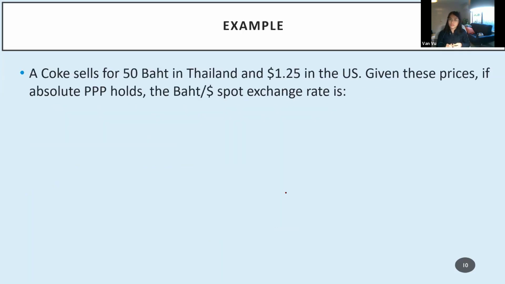Okay, so as an example, now assuming that the law of one price holds, I've got two countries. I've got Thailand and I've got the US, okay? So a Coke in Thailand is sold for 50 baht and it is sold for $1.25 in the US. So assuming that the purchasing power parity holds, can we work out the spot exchange rate between the baht and the USD, okay?